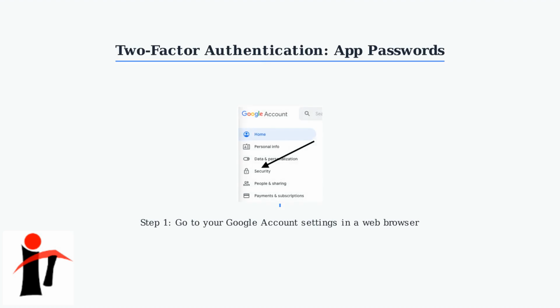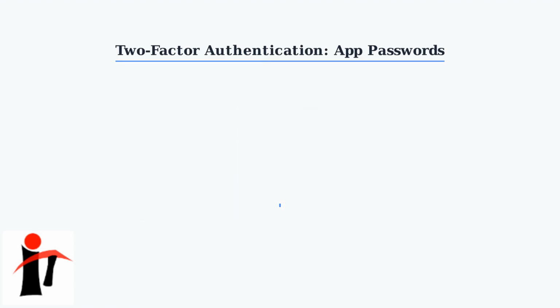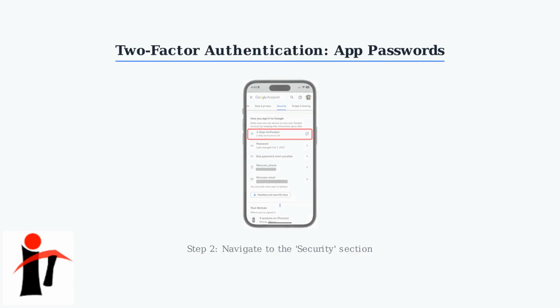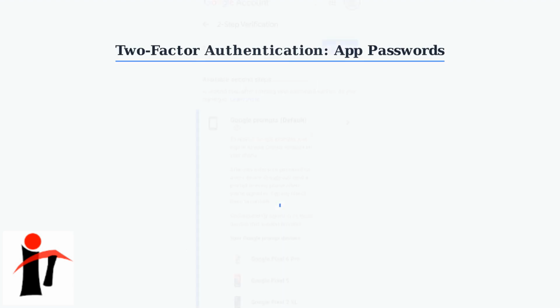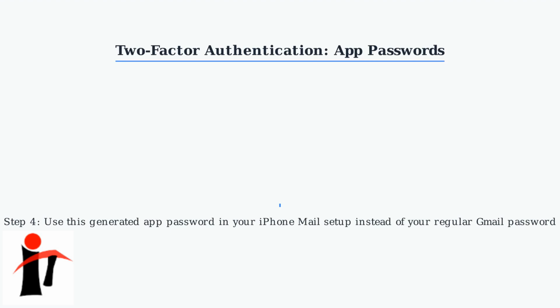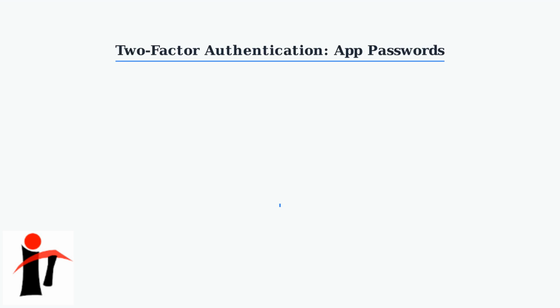To create an app password, start by visiting your Google account settings in a web browser. Navigate to the main settings menu, then select the security option from the menu to access security settings. In the security section, find and select two-step verification. Here, you can generate a new app password specifically for your iPhone Mail setup. Once generated, copy the app password and use it during the iPhone Mail app setup process instead of your regular Gmail password. This ensures secure access while maintaining the protection of 2FA.